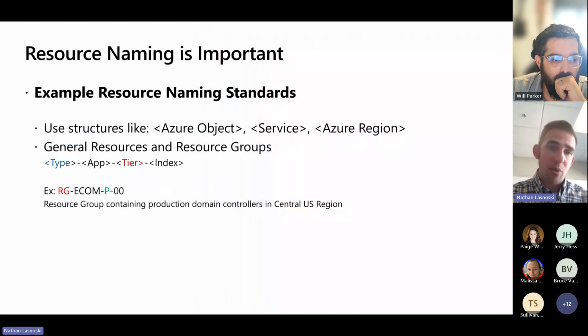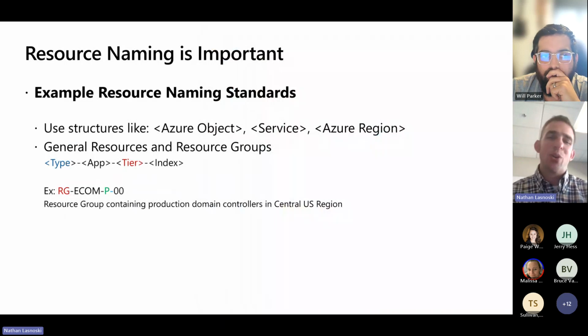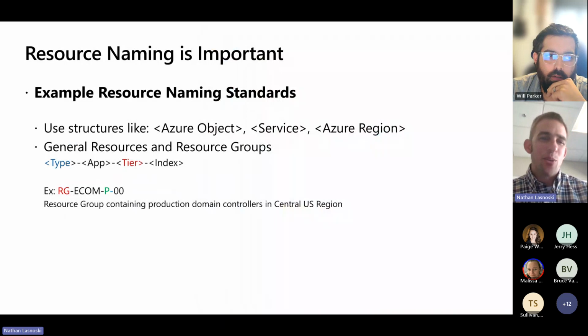This is one type of that naming structure, but just have one. If you go out to your environment, you see Nathan's lab, you probably have a problem, right? You need to put yourself in a position where your naming standards give you an understanding of what's out there and can quickly identify what kind of resource you're looking at.